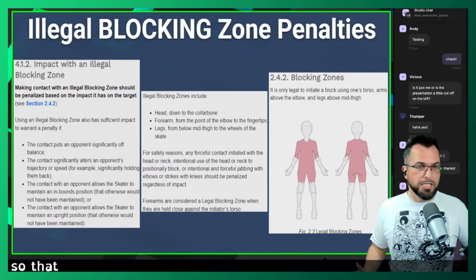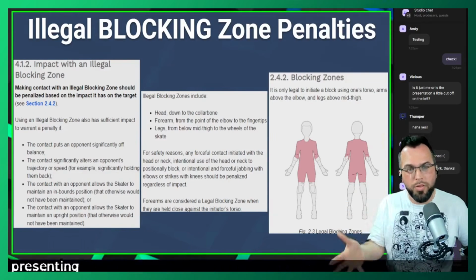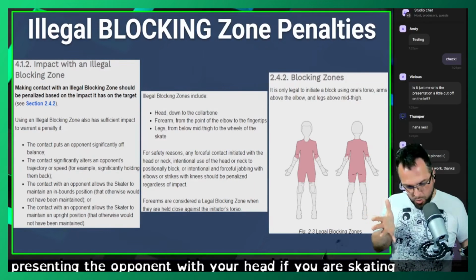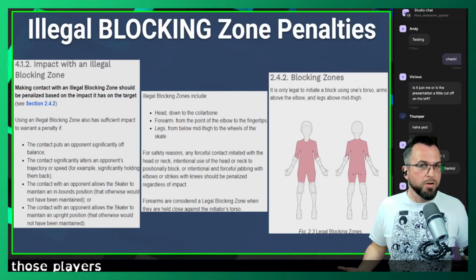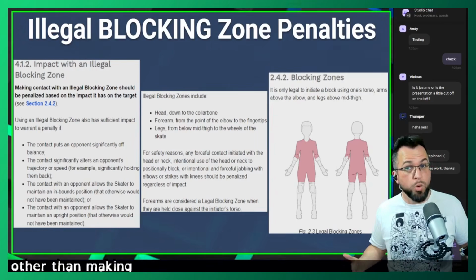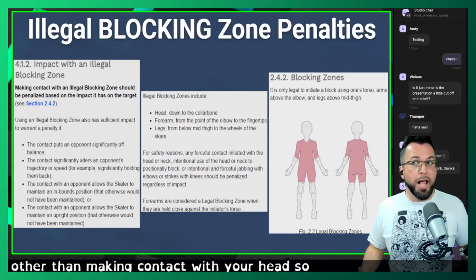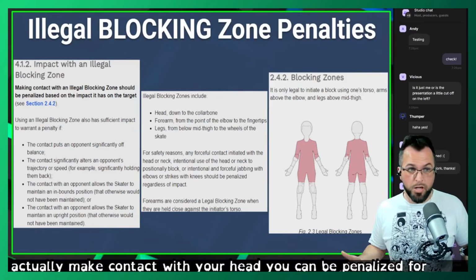So that is an example. One example of that, if you are only presenting the opponent with your head, if you are skating into a wall of people head first, those players don't have an opportunity to block you in any way other than making contact with your head. So even if you don't actually make contact with your head, you can be penalized for positionally blocking with your head.